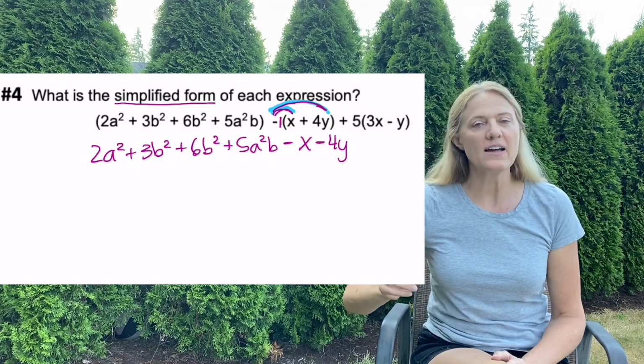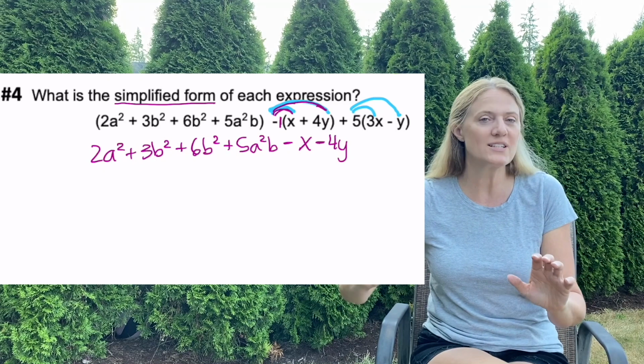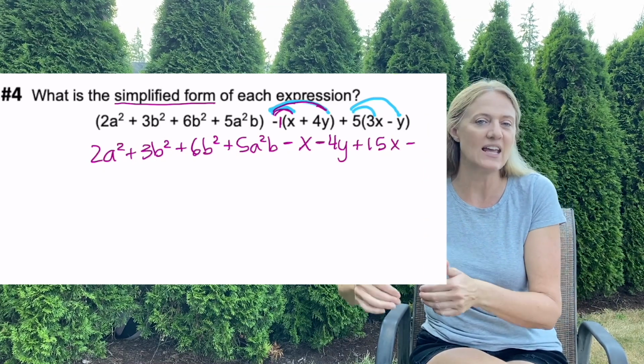So we have a positive 5 we're distributing into the next one, 3x minus y. Usually not a problem here because we're distributing a positive 5. So 5 times 3x, 15x, 5 times -y, -5y.